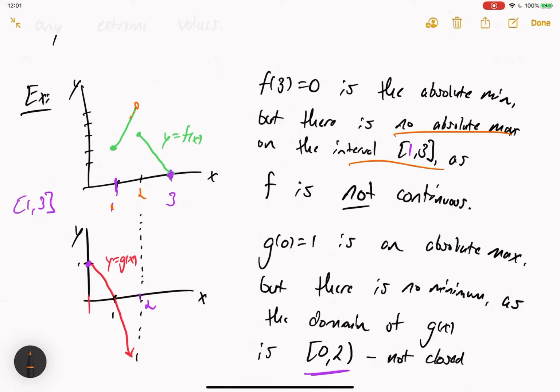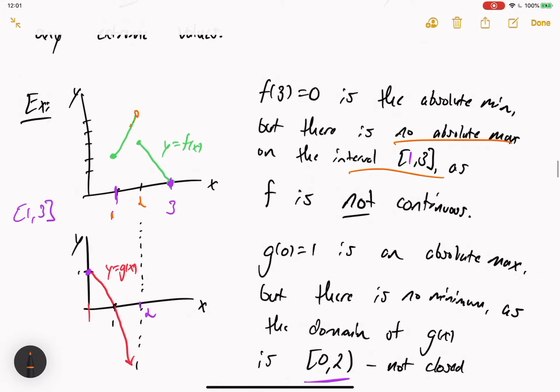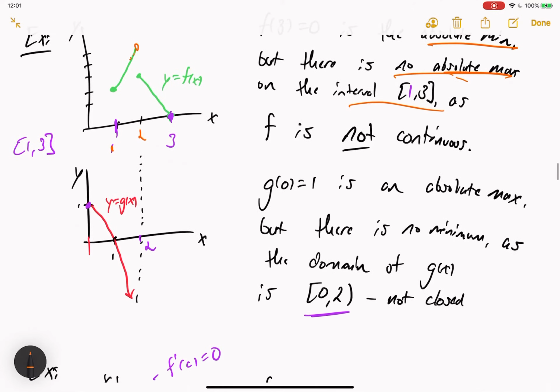The reason why this is true is because f is not continuous. So this is a case where we do have a closed interval, but we don't have continuity, so it doesn't hold. Remember, the extreme value theorem guarantees the existence of the absolute min and absolute max, so if we don't have the hypotheses, we don't necessarily have all the things we want.